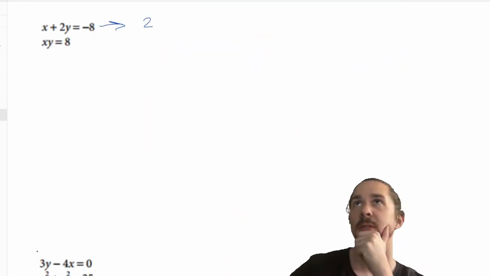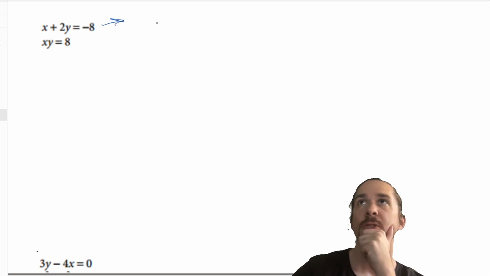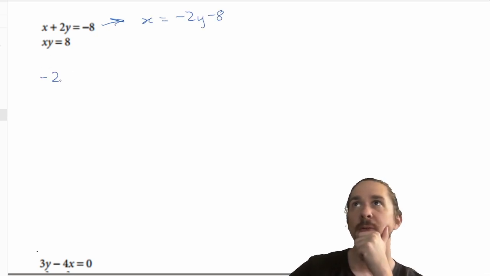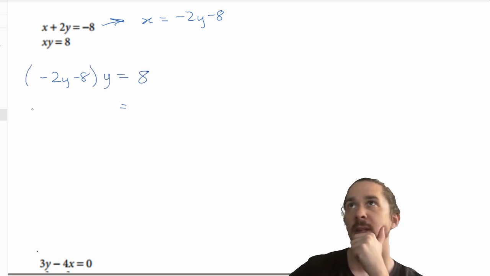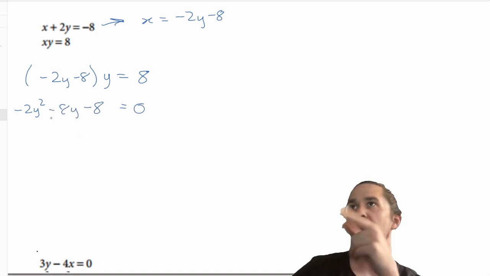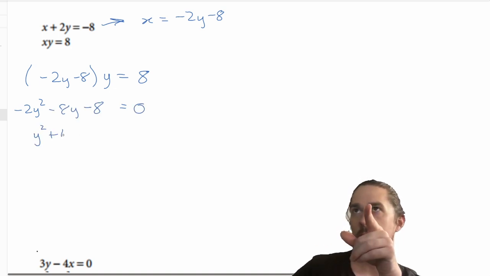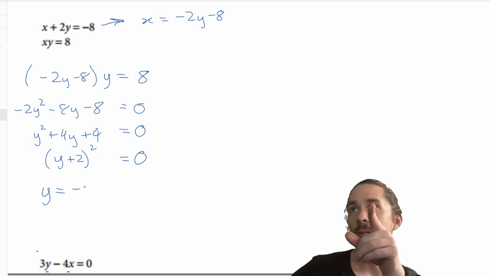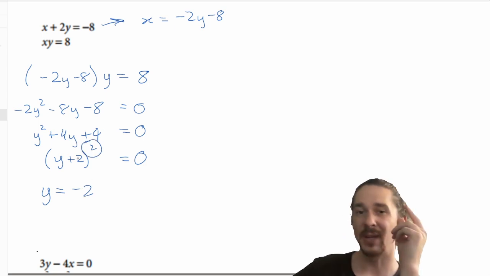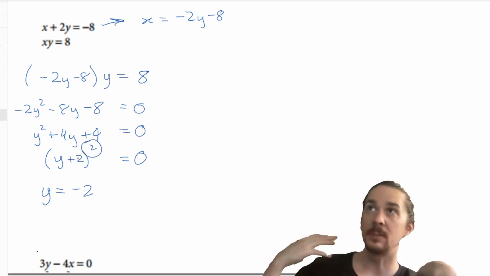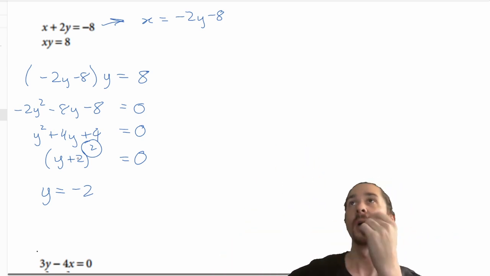Yes. This time, just to make it easier, I'm going to solve for x instead of y. So x equals negative 2y minus 8. So this will become (negative 2y minus 8) times y equals 8, which means negative 2y squared minus 8y minus 8 equals 0. Now I'm going to divide everything by negative 2, so we get y squared plus 4y plus 4 equals 0, which means this is (y plus 2) all squared, which means y is equal to negative 2. And because it's squared, it essentially means we have the same answer twice. But if we substitute that into our equations, in both cases, it's going to require x to be negative 4.